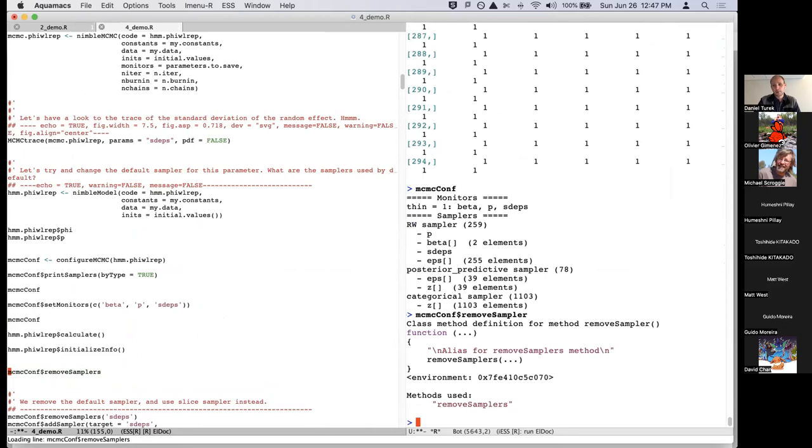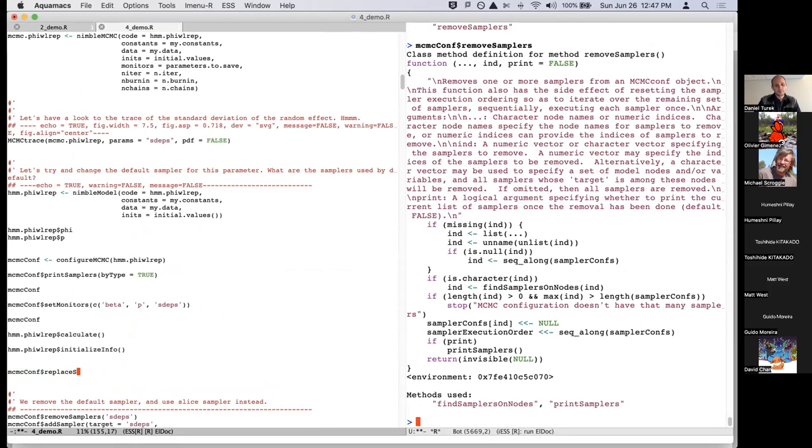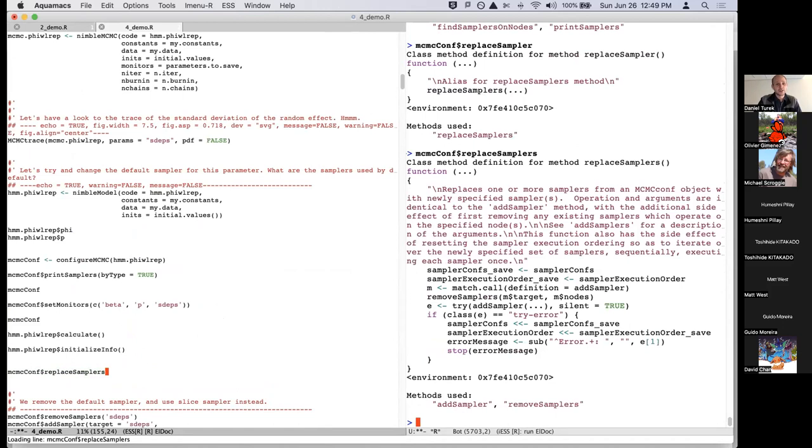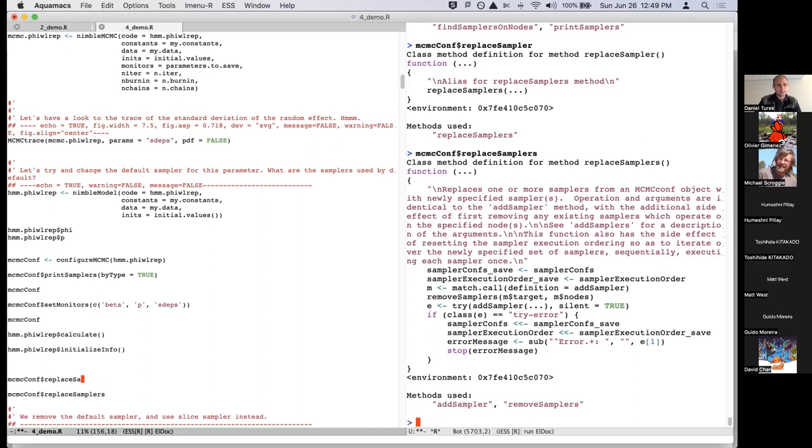And add sampler, there's a new function, replace sampler, which nobody knows about yet because it's just in the development version. Replace sampler, I think I made aliases for this and replace samplers, either way works. And this does just what you think. By the way, replace samplers is pretty much a wrapper for remove sampler and then add sampler. Really just does these two things.